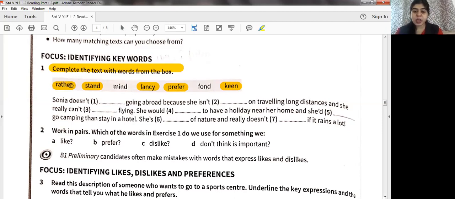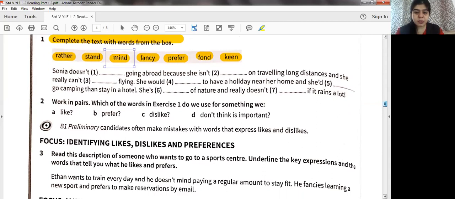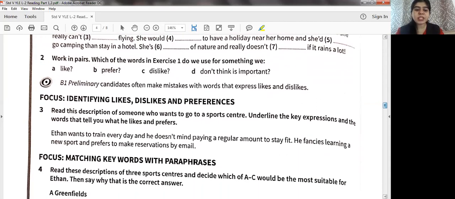She's dash. She is fond. Fond means she is very interested, or she has a lot of love for nature, and really doesn't mind if it rains. Mind means it will not bother her even if it rains. Okay. Now let us move to question number 3.